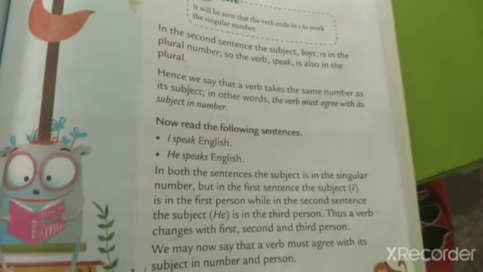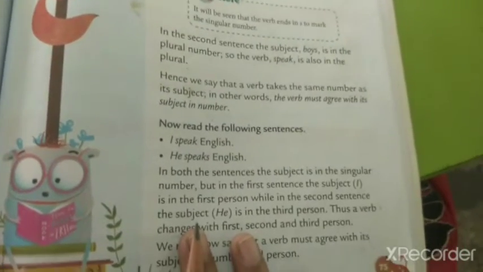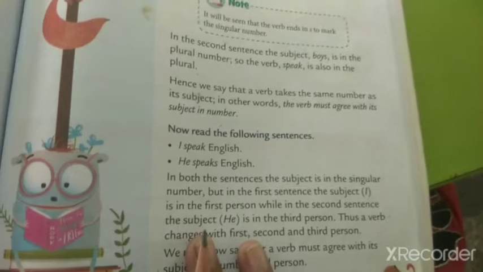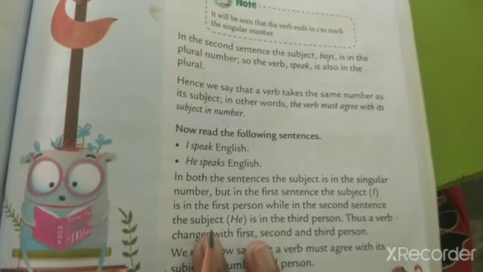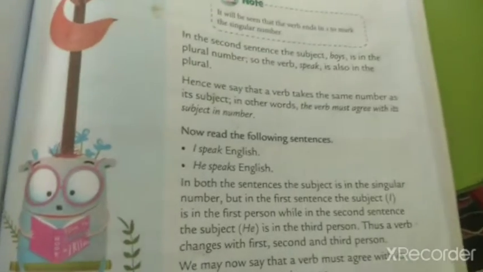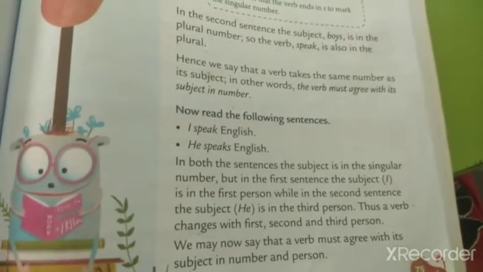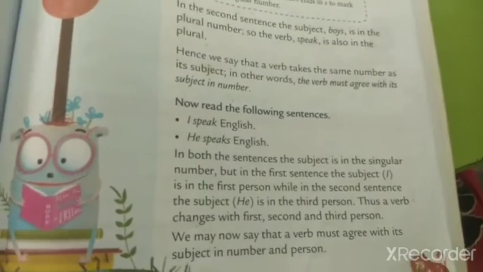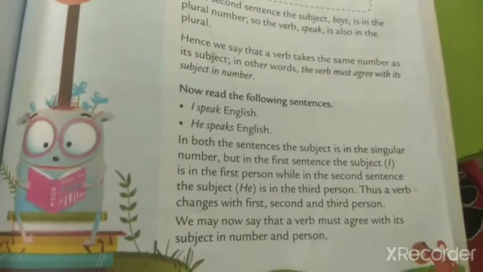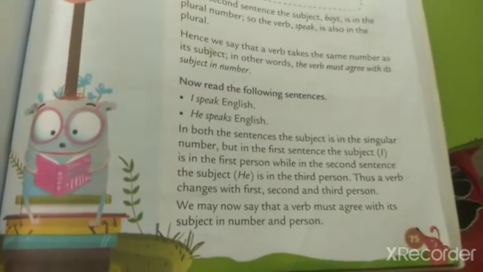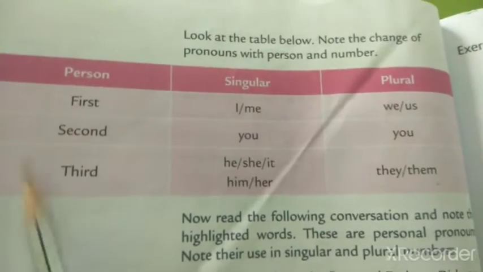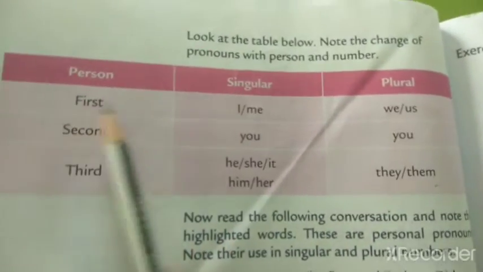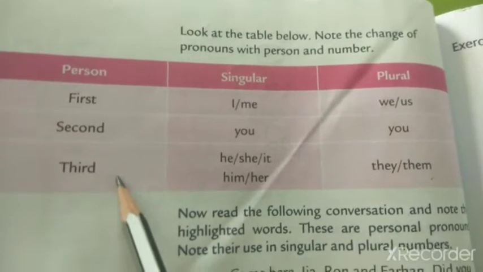Now before moving with this example, let us recall first person, second person and third person. We have already studied these pronouns. Yes, first person, second person and third person pronouns. So let us recall it once again. As you can see over here, one table is there for first person, second person and third person.